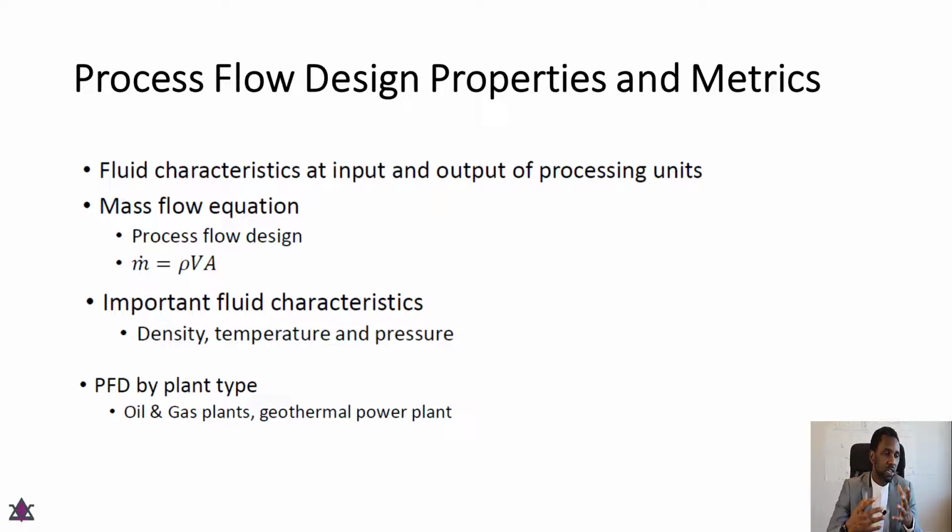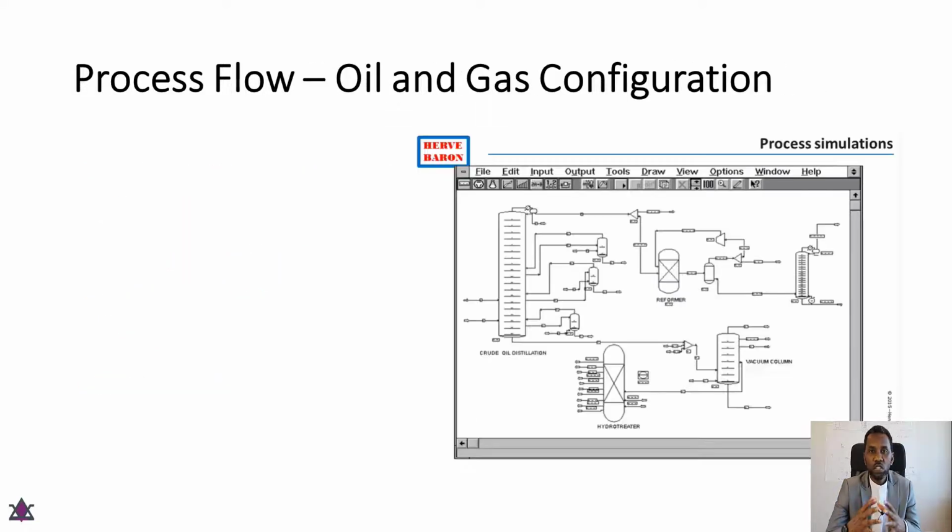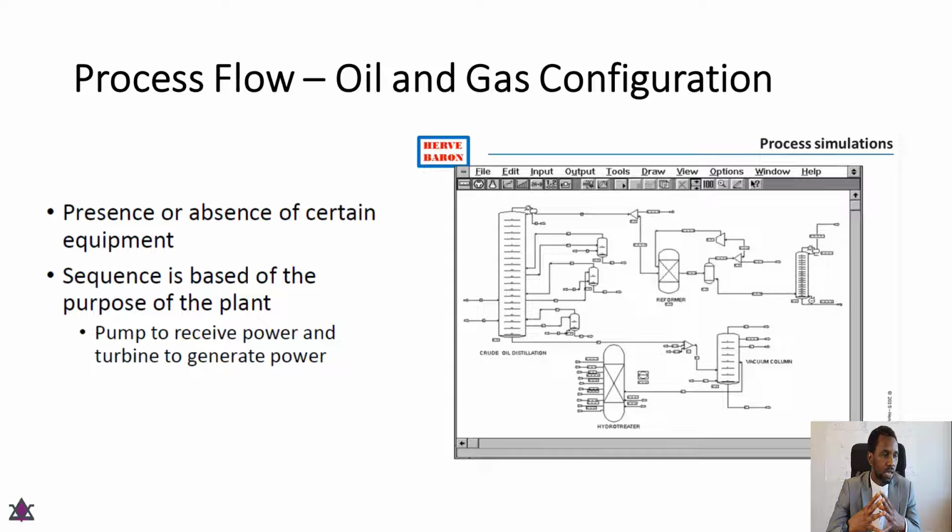So you see here there are different process flow designs for different plant types, whether it's an oil and gas plant, whether it's a power plant. There are different process flow design schematics, which we are going to go over briefly. So for the case of process flow for an oil and gas configuration, we have different units, from vertical vessels, horizontal vessels, and the likes. So you can see here to the right, crude oil distillation. So the presence or absence of certain equipment is determined by the type of fluid and the purpose of the plant. Also, the sequence is based on the purpose of the plant.